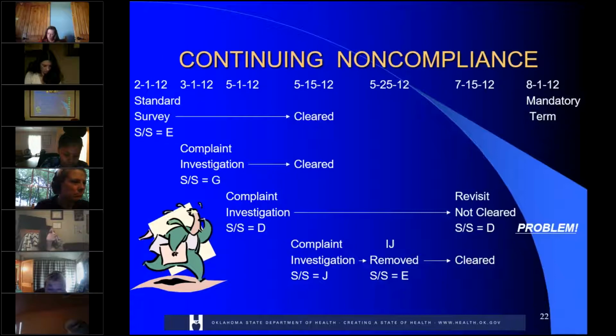Now your termination date is August the 1st, because that is 6 months from that cycle start date, which started with the standard survey February 1st. That's when you run into a problem because those things are not cleared. They're going to have to come back real quick and sometimes on the day and do a revisit to this complaint investigation that was only cited at a D, guys. Okay, so be on top of getting those corrected as quickly as possible.